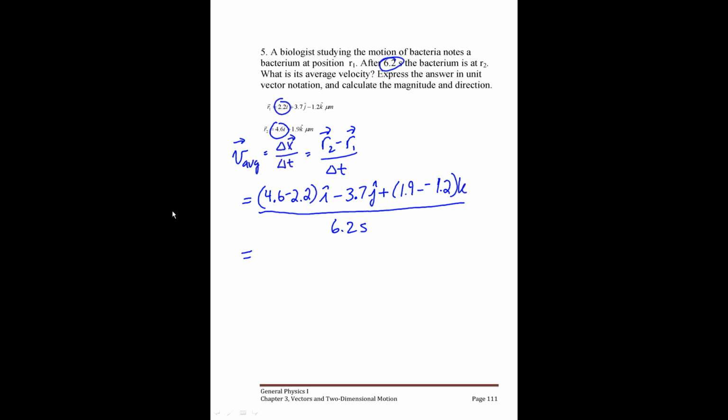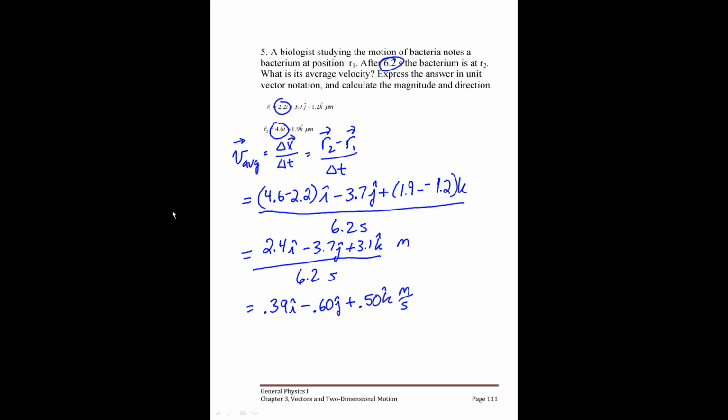So I can combine those terms. I get 2.4i minus 3.7j plus 3.1k divided by 6.2. This is in meters. This is in seconds. So it's going to come out in meters per second. That's going to give me 0.39i minus 0.60j plus 0.50k. That's in meters per second.